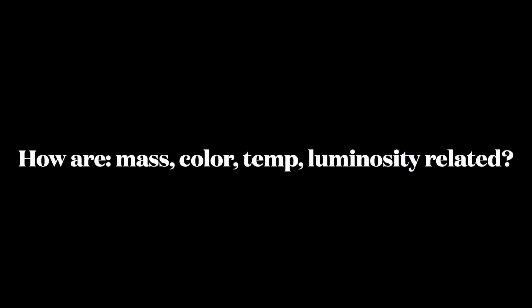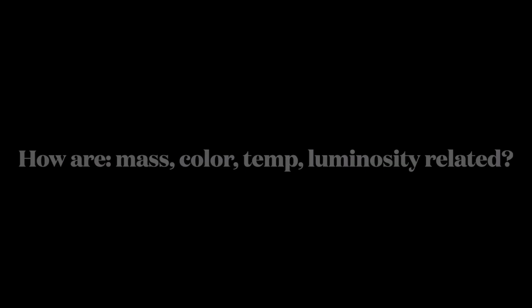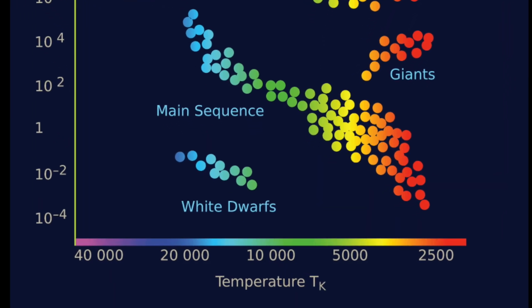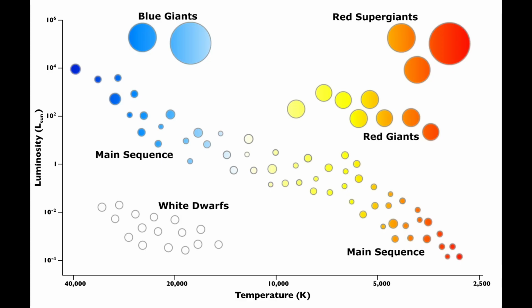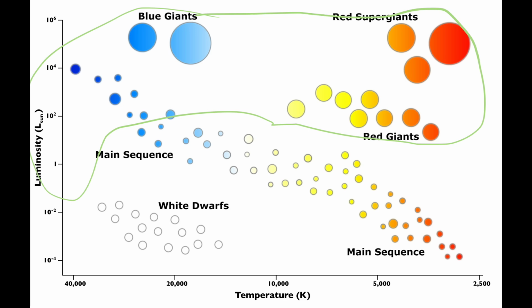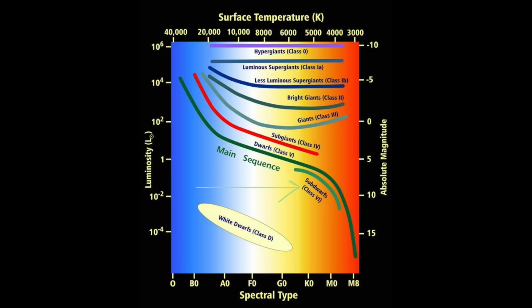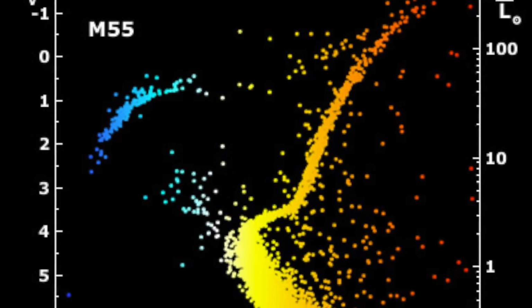How are mass, color, temperature, and luminosity related? The temperature affects the color of the star, as we see in the graph. The mass also affects the luminosity. Higher mass stars are more luminous. And the colors go from hot to cold, which are blue to white, yellow, orange, red, with blue being the hottest and red being the coolest color.